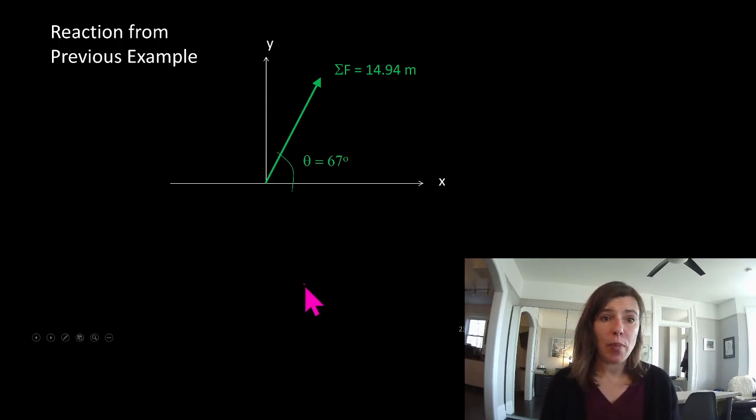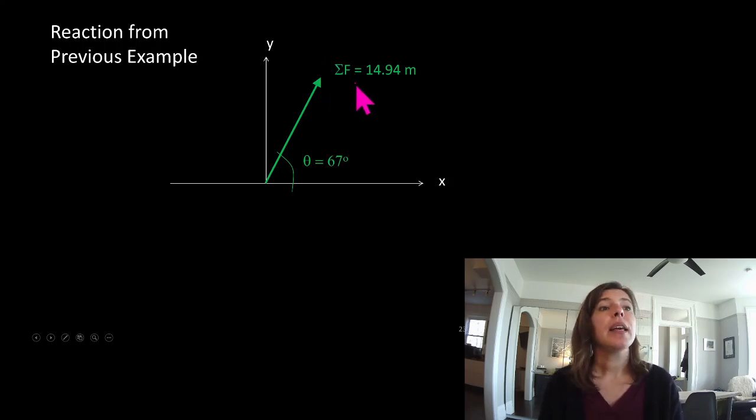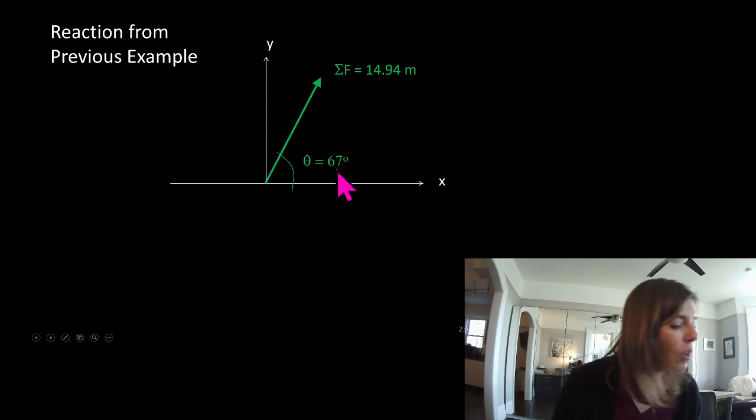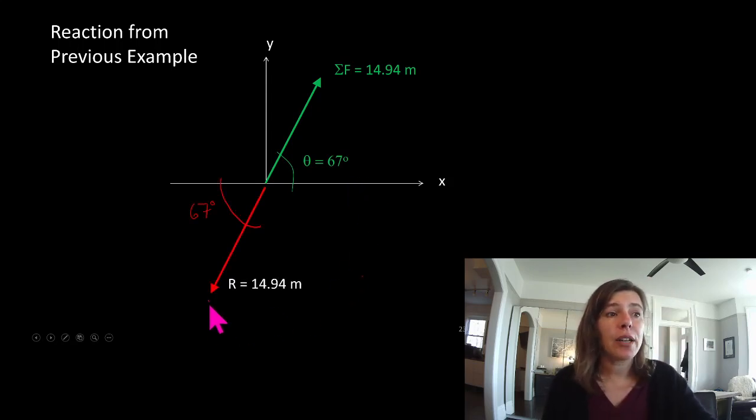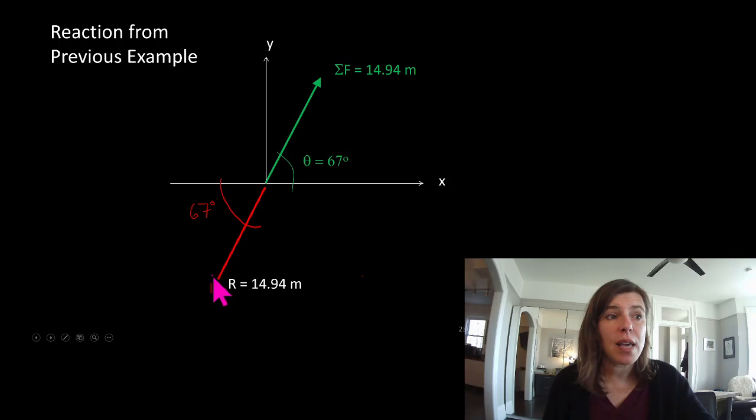That previous example that we did, when we found that the sum of all of those, not forces, all of those distances equaled 14.94 meters, had an angle or a direction of 67 degrees off of the x-axis, so we have a magnitude and a direction, we can find the reaction. It's got to be equal and opposite, so it's going to be 14.94 meters in the opposite direction with 67 degrees off of the x-axis, so equal and opposite forces.